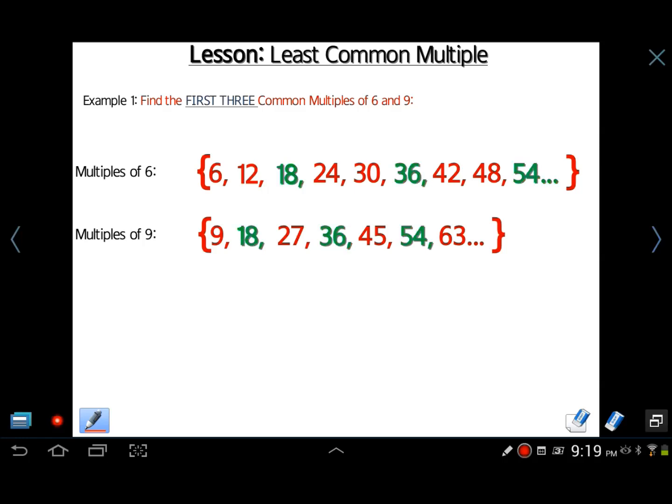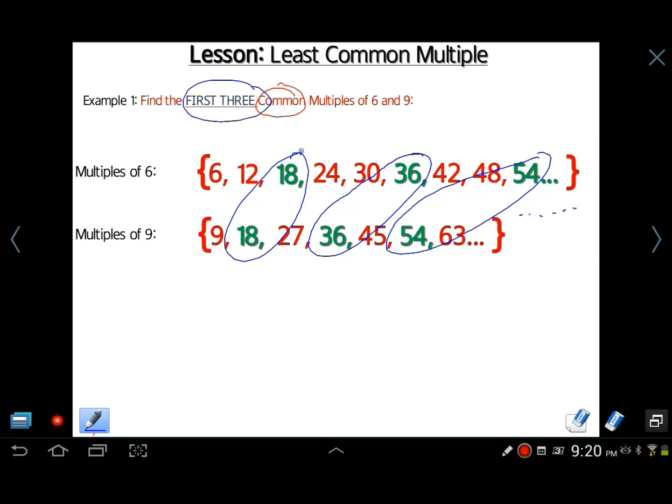Now let's compare. If you look, the numbers that are highlighted in green are the multiples that they share. So what does that mean? Those are the numbers that they have in common. They have 18 in common, 6 and 9 share 36, and 6 and 9 share 54. There are more numbers that they share way on down the line, but we're just looking for the first 3. So 18 is a multiple of 6 and 9.